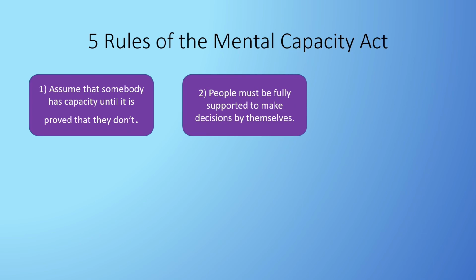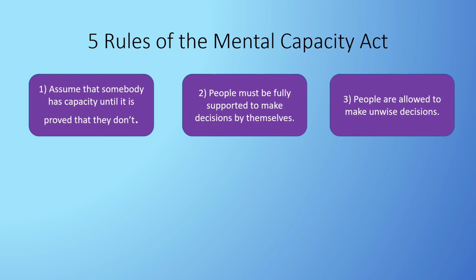This means making sure that person has had all the relevant information presented to them in a way that is accessible to them and has had support to reach their own decision. The third rule is that people are allowed to make unwise decisions. This means that just because a decision is made that may be considered to be unwise, it does not mean that that person lacks capacity.